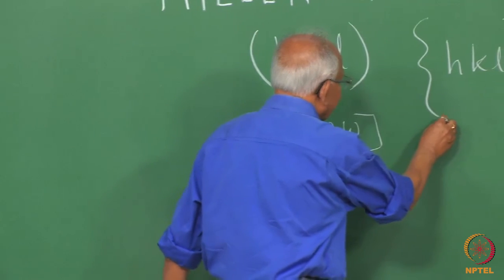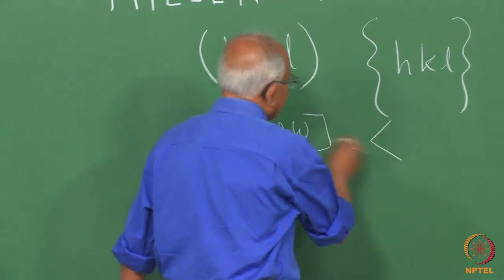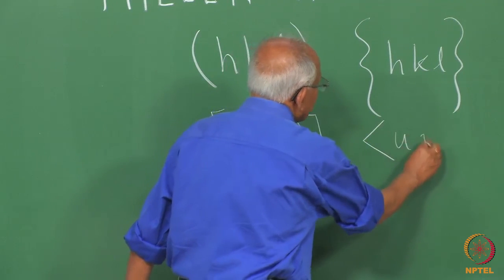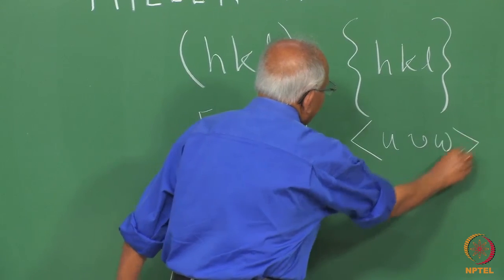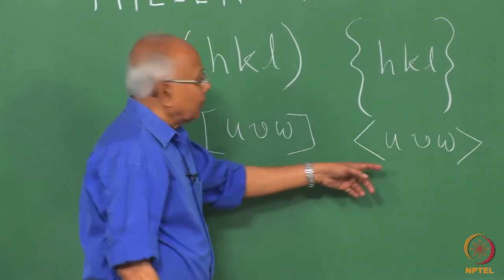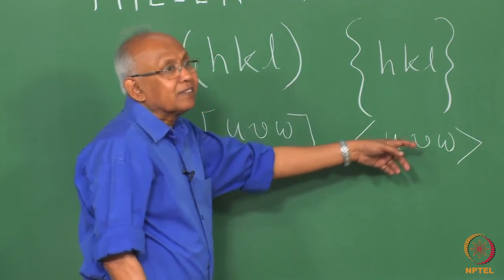Now, there can be similar directions in a unit cell of the same type. So, if we write u, v, w in this type of a bracket, it indicates all the directions of the same type.